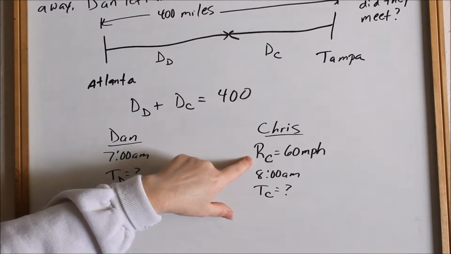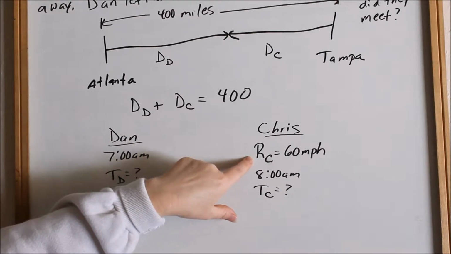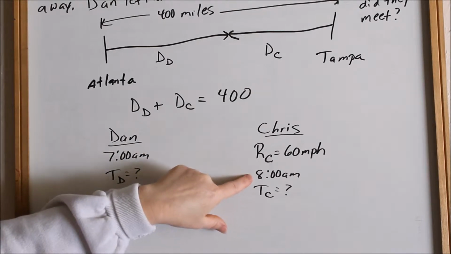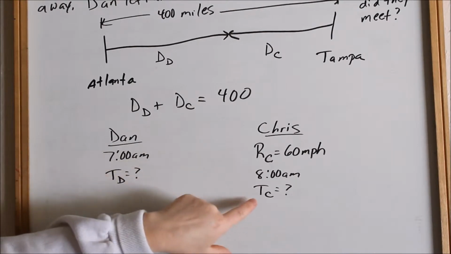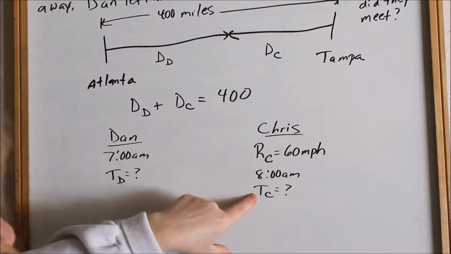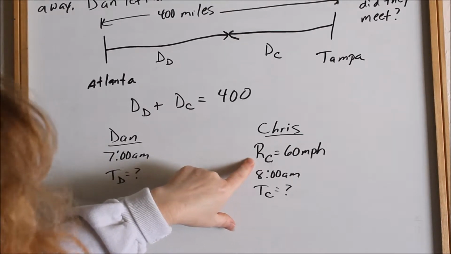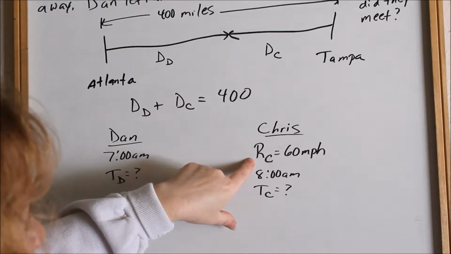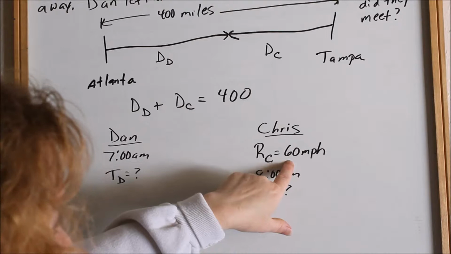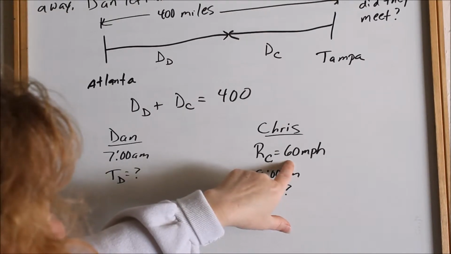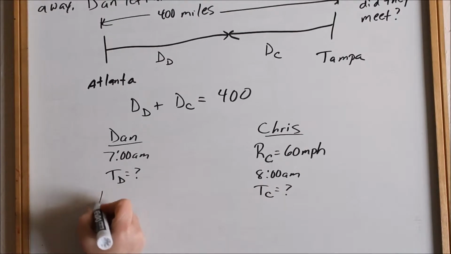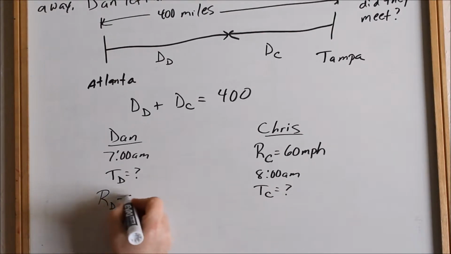Then the problem also gave us the information that Chris's rate is 60 miles an hour and he left at 8 a.m. So we want to know what is his time, how long did he travel, and then what time did he get there. So the problem also told us that Dan traveled 5 miles an hour slower than Chris. So if Dan traveled 5 miles an hour slower than Chris, that means that Dan's rate is going to be 55 miles an hour.